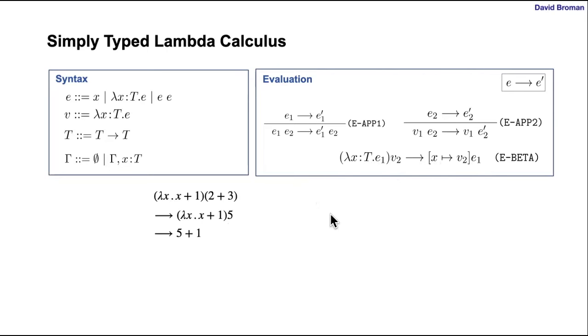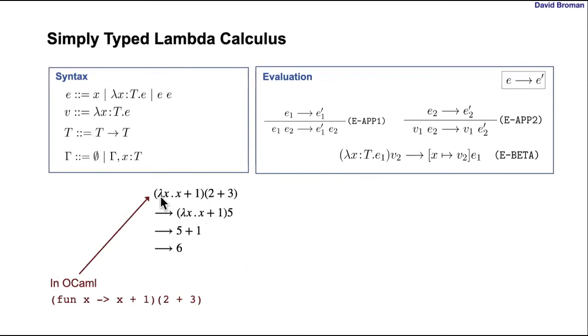So it's the beta reduction. And then, of course, the last step is that we compute. We get value 6. So this expression would look like this in OCaml. So here you can see that lambda here is written with fun. The x here is the same as the parameter here.